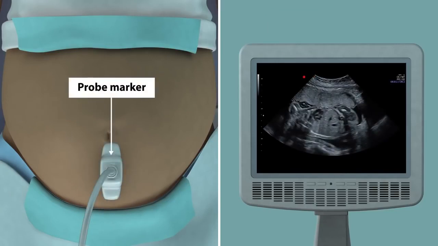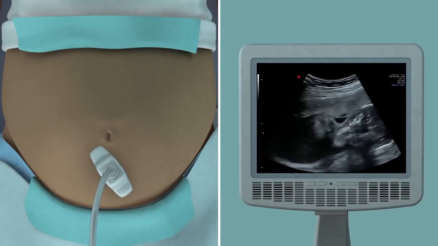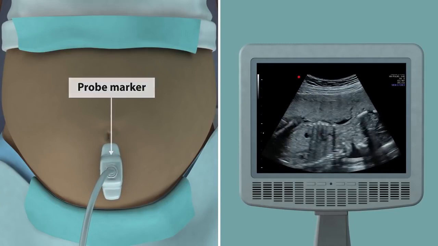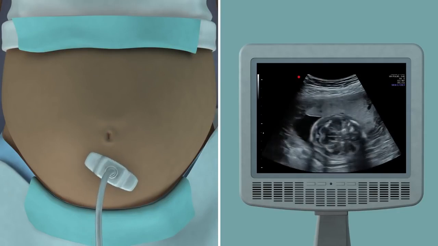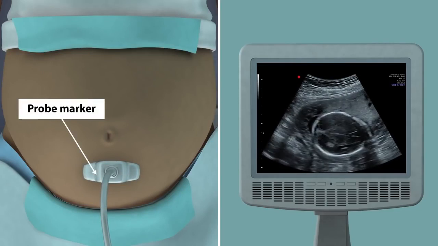Placing the probe in a longitudinal position and using its marker as a reference, the uterine fundus should be displayed on the left side of the screen and the maternal bladder on the right. To keep the image orientation correct, rotate the probe in a clockwise direction when changing from a transverse plane to a longitudinal plane, and anti-clockwise when changing from longitudinal to transverse. Always keep the orientation of the probe consistent and don't rotate it more than 100 degrees.